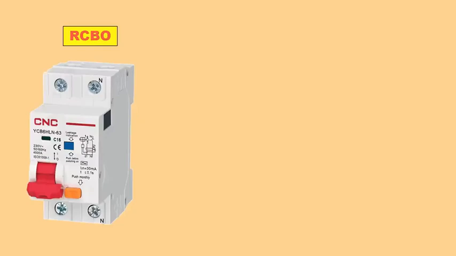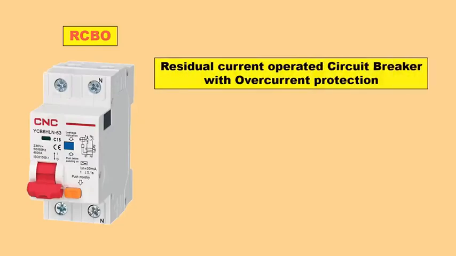Now here we have a RCBO. Full form of RCBO is Residual Current Circuit Breaker with Overload Protection. By listening to its name, you must have got an idea of what the working of RCBO is. But I will explain everything.